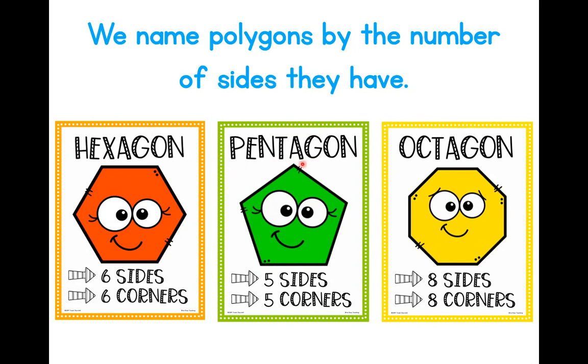Pentagon. Penta means 5. And a pentagon is a polygon that has 5 sides, 5 corners. An octagon is a polygon with 8 sides and 8 corners. And remember, we learned that trick about that crazy animal in the ocean, right? That has 8 legs, that octopus. Octa means 8, just like how an octopus has 8 legs, an octagon has 8 sides and 8 corners.